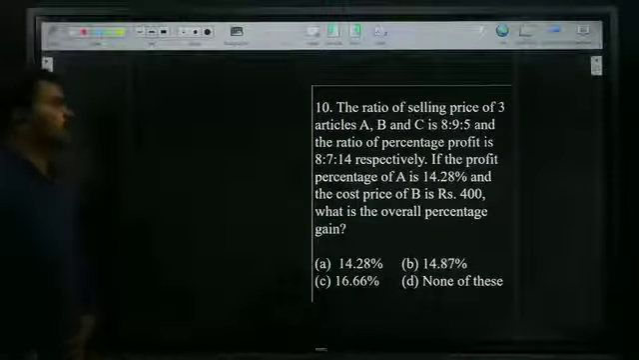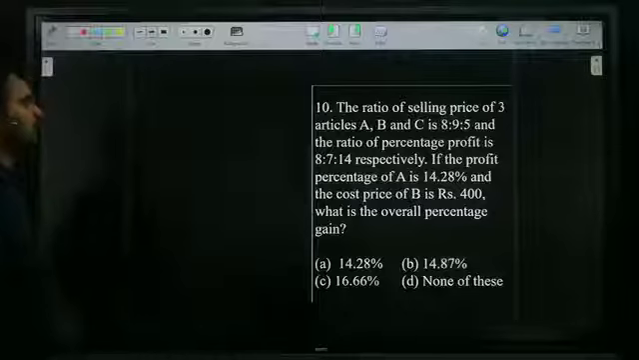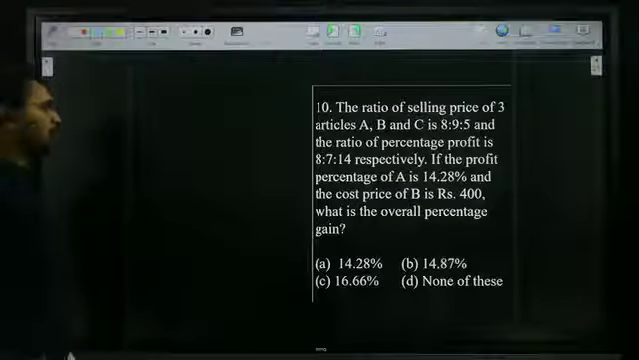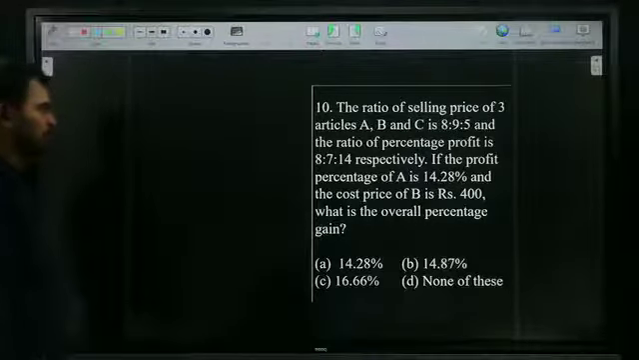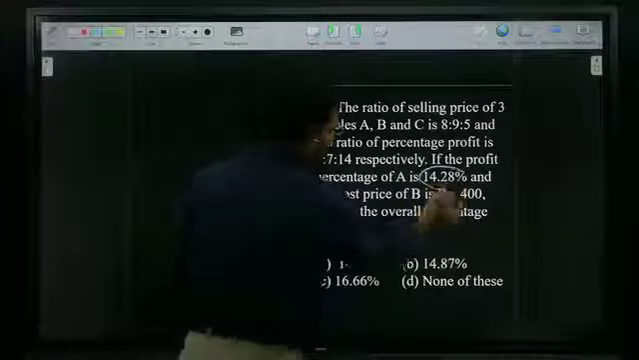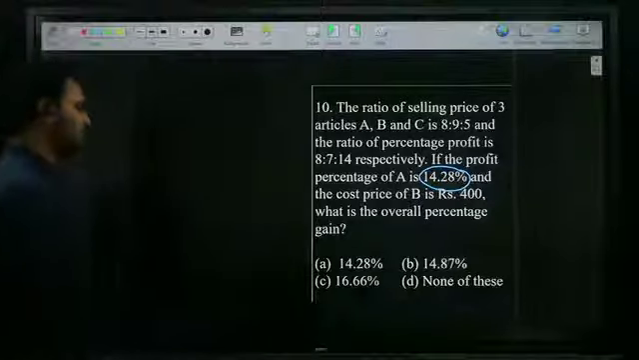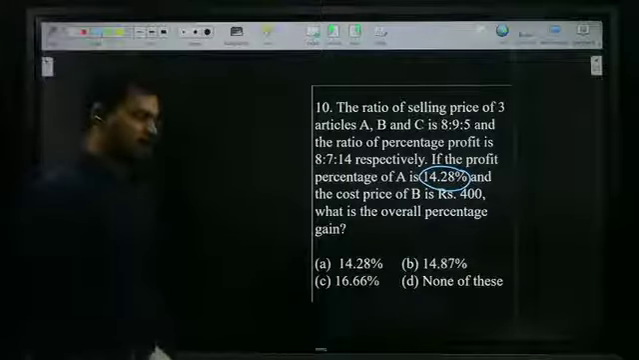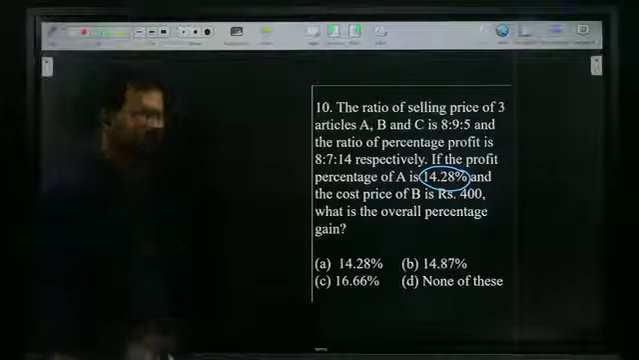The ratio of selling price of 3 articles A, B, C is 8 is to 9 is to 5, and the ratio of percentage of profits is 8 is to 7 is to 14 respectively. If the profit percentage of A is 14.28, the cost price of B is 400. What is the overall percentage gain? Look at me, all of you. This question is very, very important.